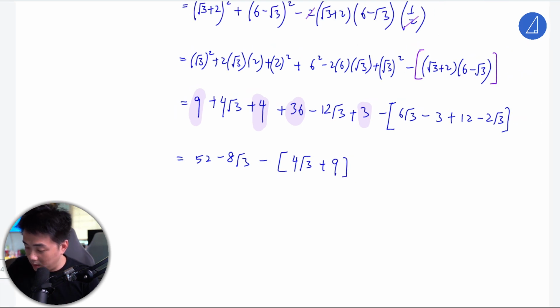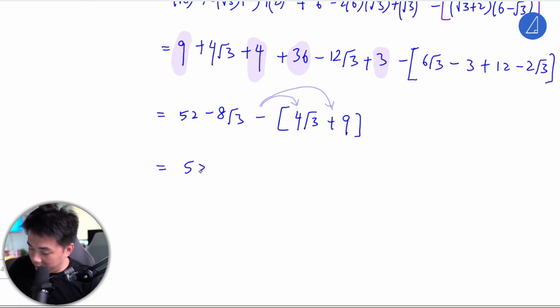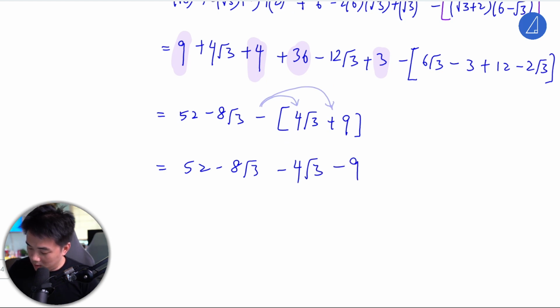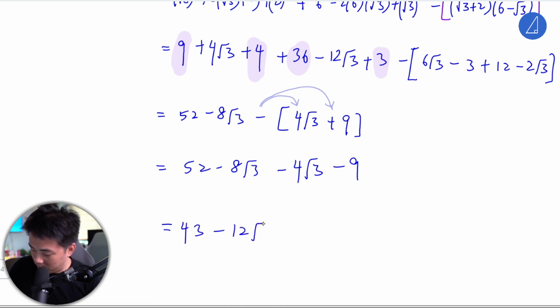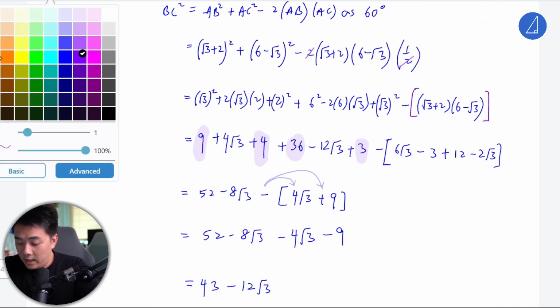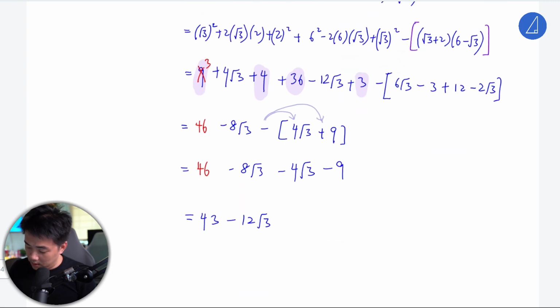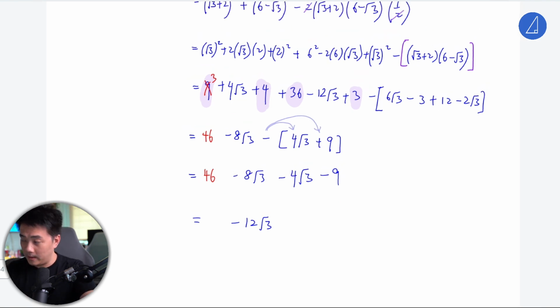Just expand it in. It's another algebra. Okay, just expand it in nicely. And that will be 52 minus 8 root 3 minus 4 root 3 minus 9, 43. 43 minus 12 root 3. I had a careless mistake. Okay, so this will be 3. And that will be 3 plus 4 plus 36 plus 3. That will be 46. 46. And 46 minus 9, so this is 37.